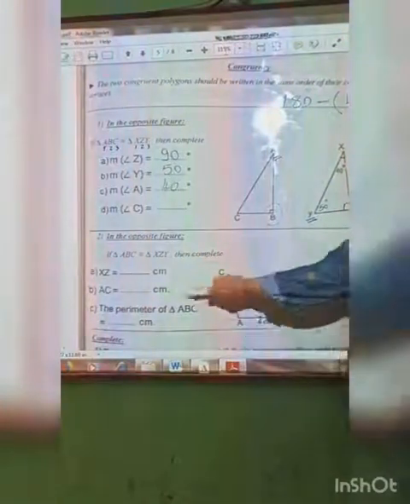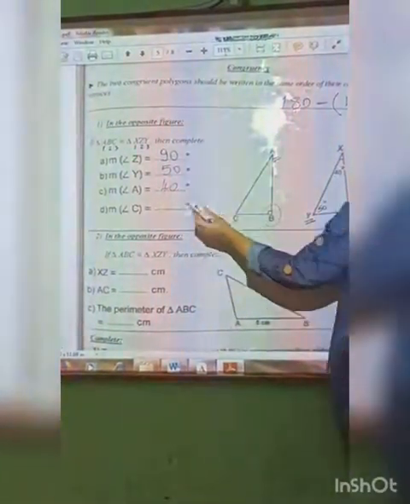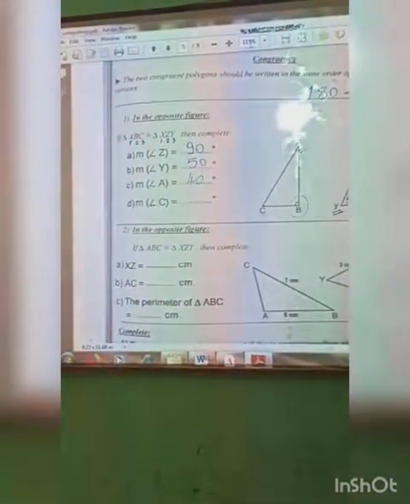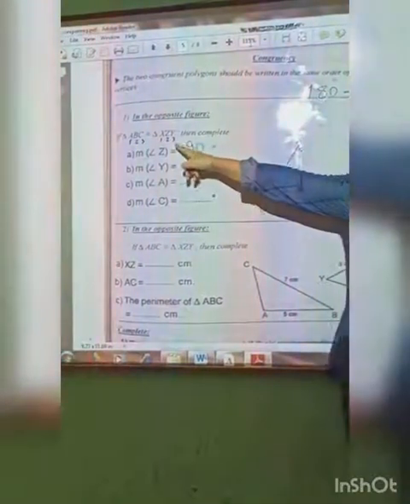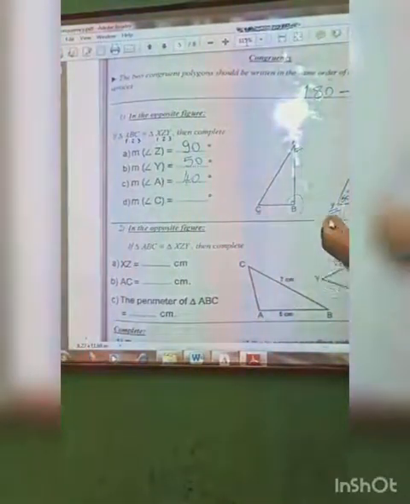Now I want the measure of the angle C. C is the third angle. So it will be equal to the third letter here, which is Y. C is congruent to Y. So C equals 50 degrees.